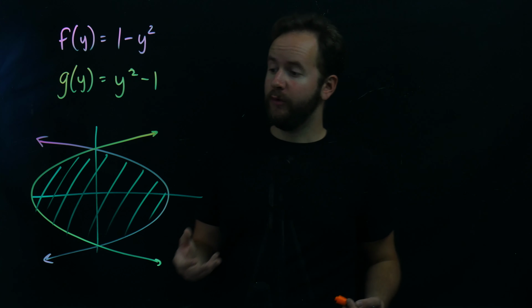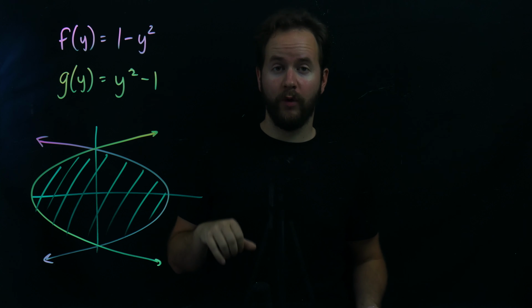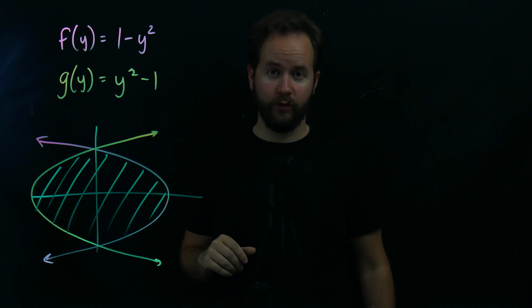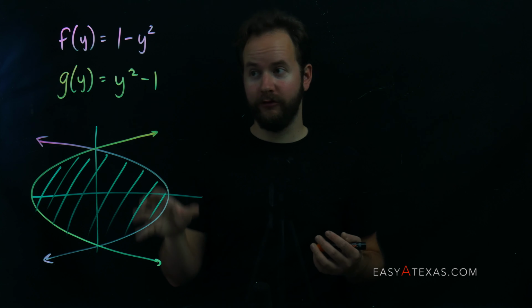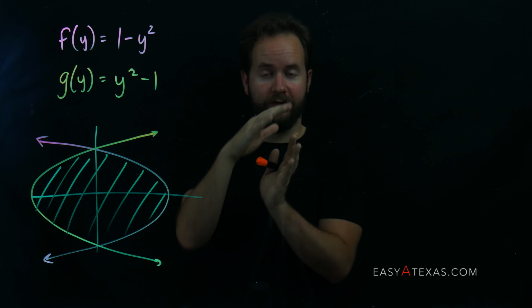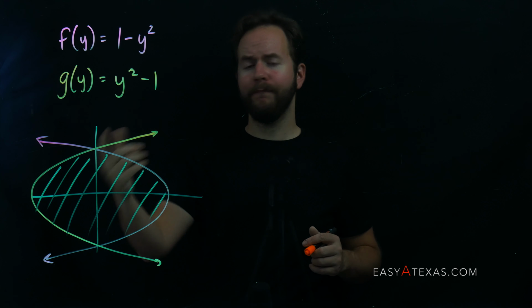Here we want to find the area between the two functions given by f of y equals 1 minus y squared and g of y equals y squared minus 1. Now, it might help to plot these functions. These are parabolas that are kind of turned on their side. But now how do I figure out what the bounds of the integral are?